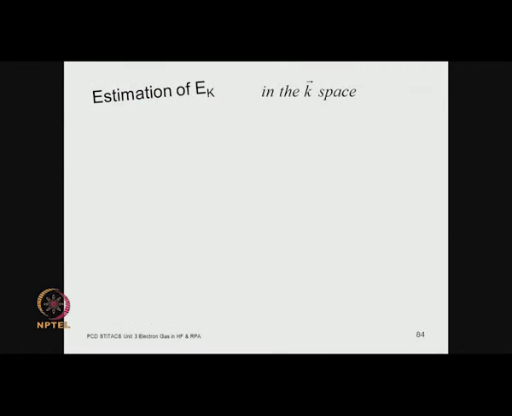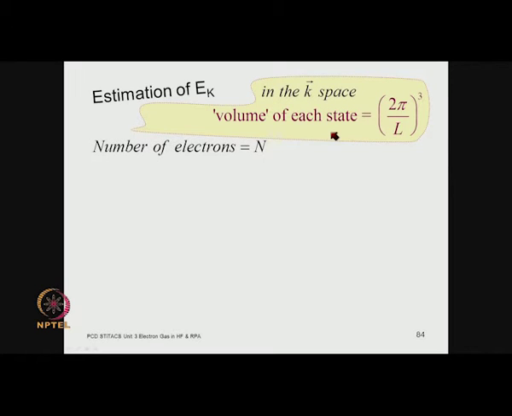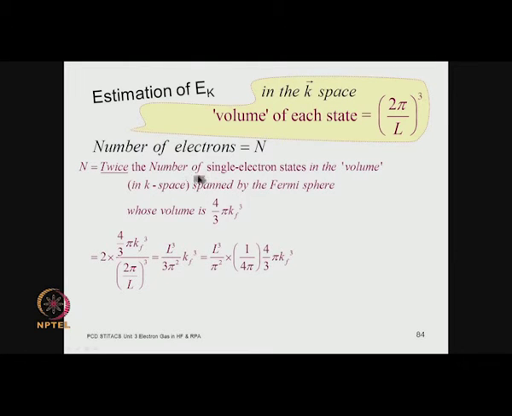Okay, so let's try to estimate what it will amount to. This is in k space. We already know that the volume of each state is the cube of 2π over L. The total number of electrons is n, and since there is one electron per state, there are that many states that we have to work with.